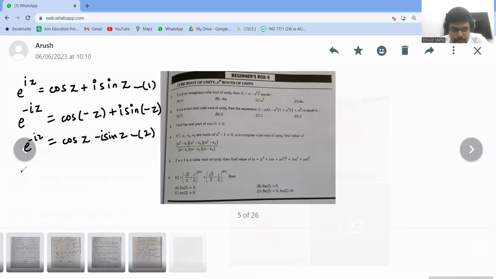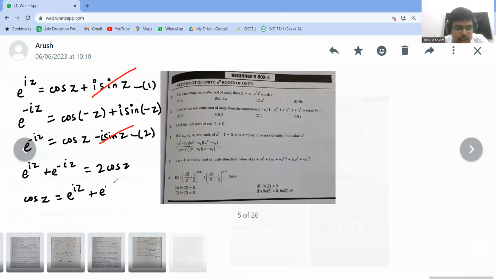e raised to iz plus e raised to minus iz is equal to 2 cos z, and the sine terms get cut when you add the two equations. So from here, Arush, we get the value of cos z. Cos z is e raised to iz plus e raised to minus iz upon 2. This is the value of cos z.